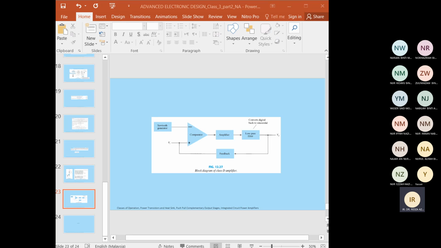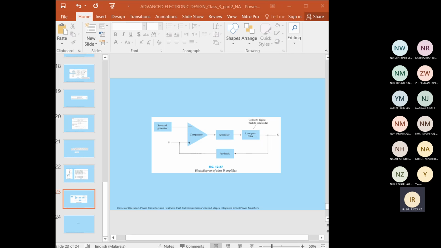In this block diagram, what you can see is the unit needs to amplify the class D signal, and it will convert back into the sinusoidal type signal by using a low pass filter here. So this low pass filter will be used to convert digital back to the sinusoidal.